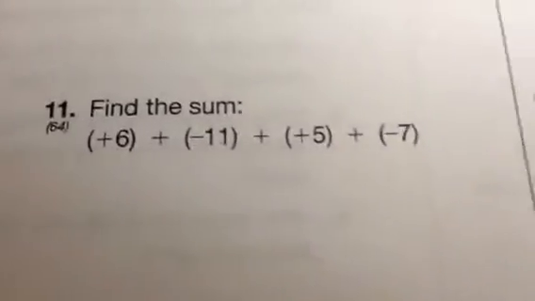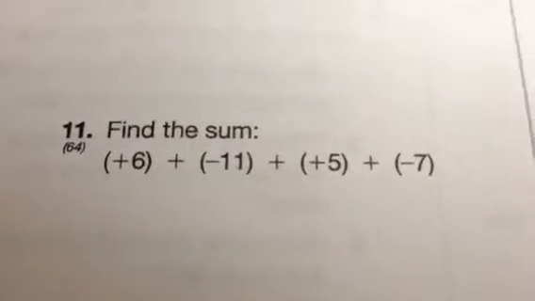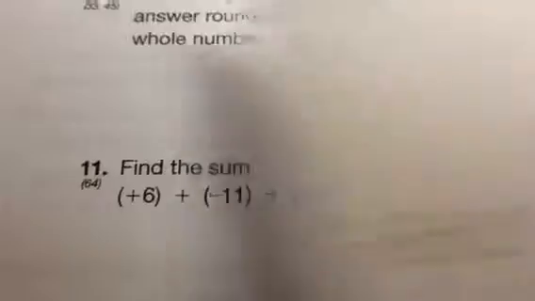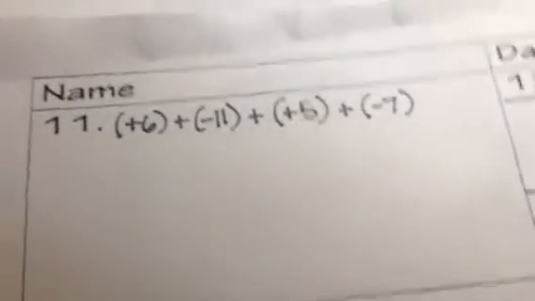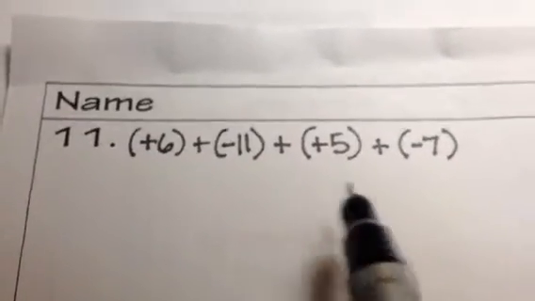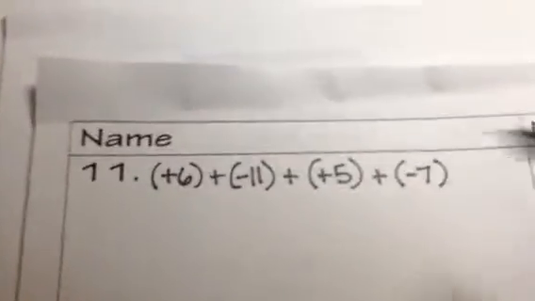Now, number 11. Where is number 11? There we go. It says find the sum, and we have positive 6 plus negative 11 plus positive 5 plus negative 7. Oh my goodness, that's a lot of stuff. What I'm going to do, and what I suggest you do, is let's just group our positives and our negatives together. We can do that because of the associative property of addition. Doesn't matter who I associate with.